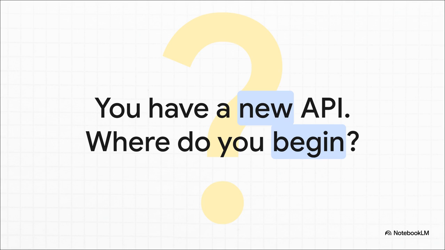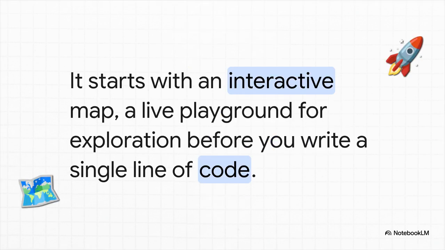Okay, so picture this. You've got a new API sitting in front of you. It's that moment, right? And the big question is always the same. Where do you begin? Do you just fire up your code editor and start guessing at endpoints? I mean, you could, but there's a way better, much smarter place to start. And the answer is you start with a map.